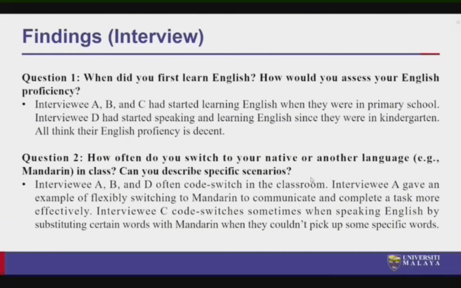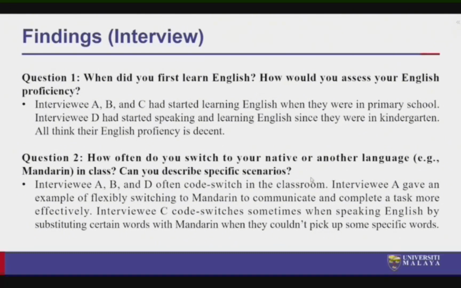So firstly, we asked when did they first learn English and how would they assess their English proficiency. So interviewees A, B, and C, who are from China, said that they started learning English when they were in primary school, and interviewee D said they started learning when they were in kindergarten, and all of the interviewees thought that their English proficiency was decent.